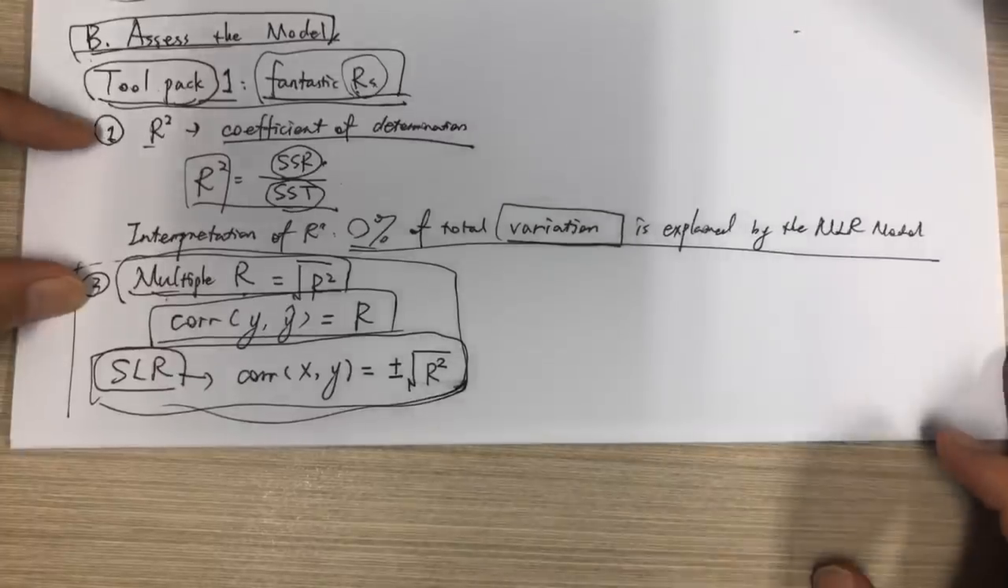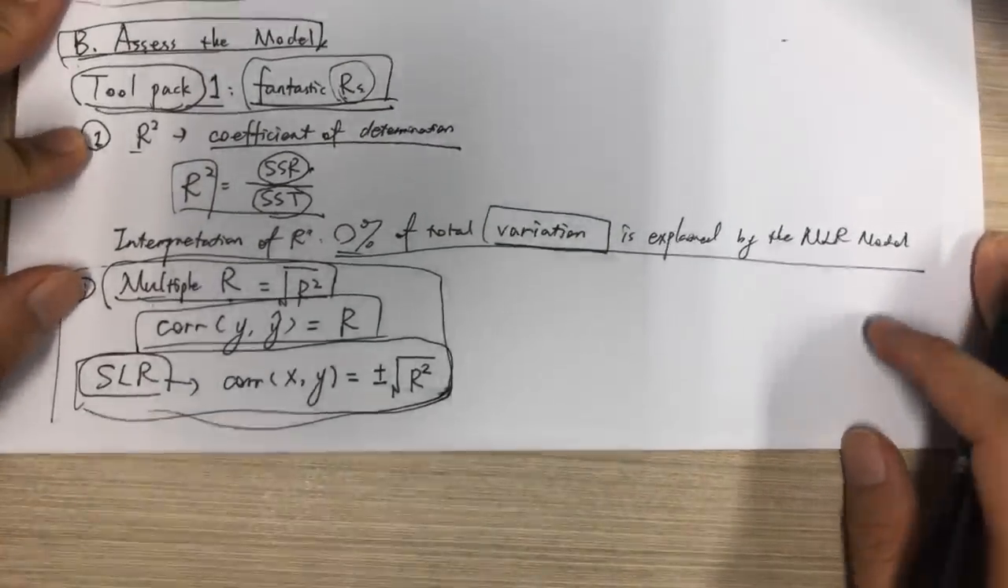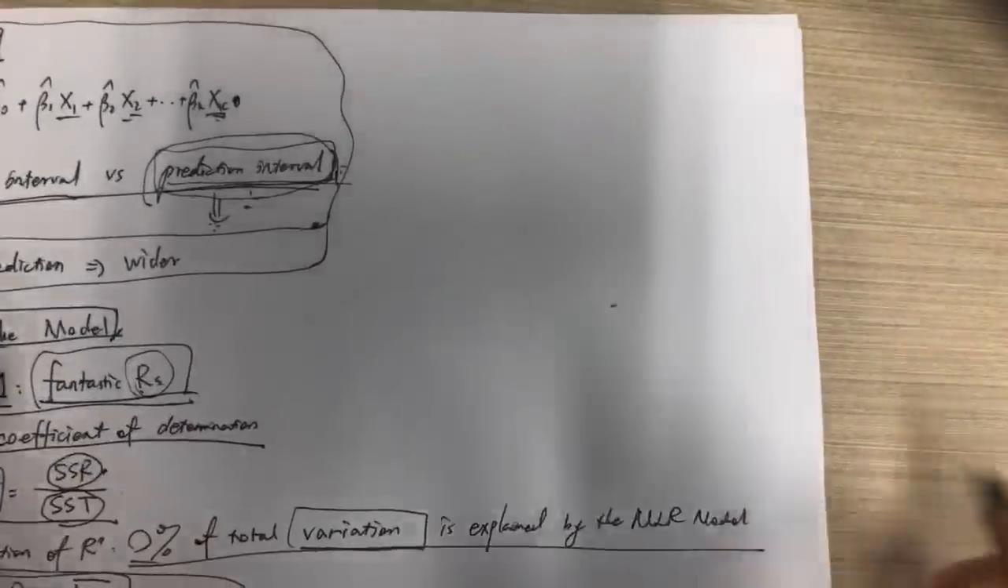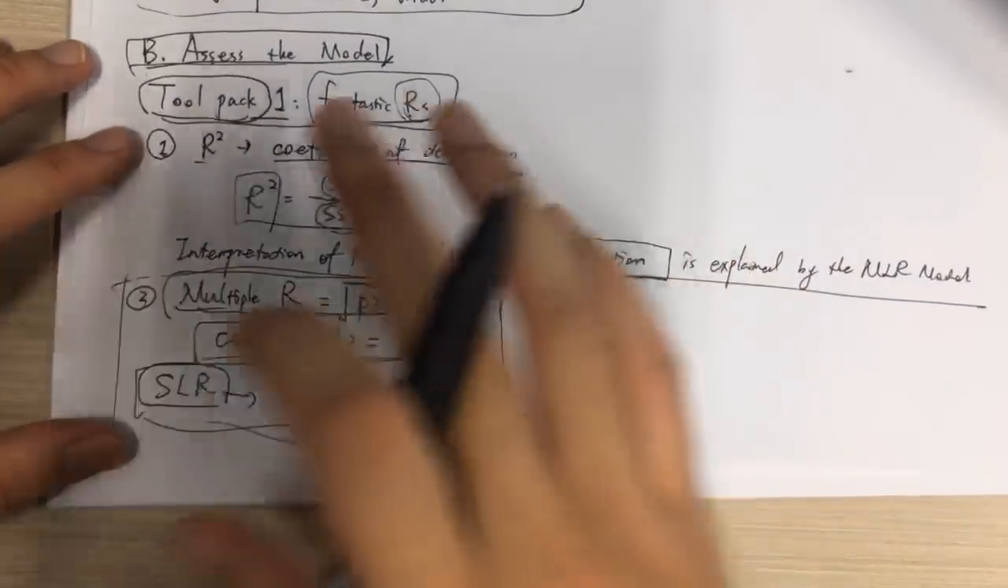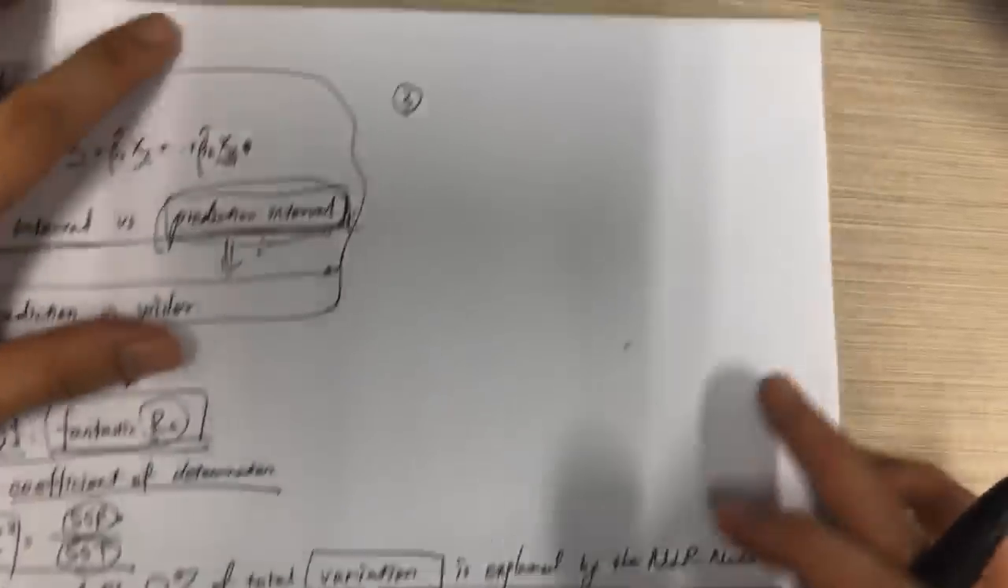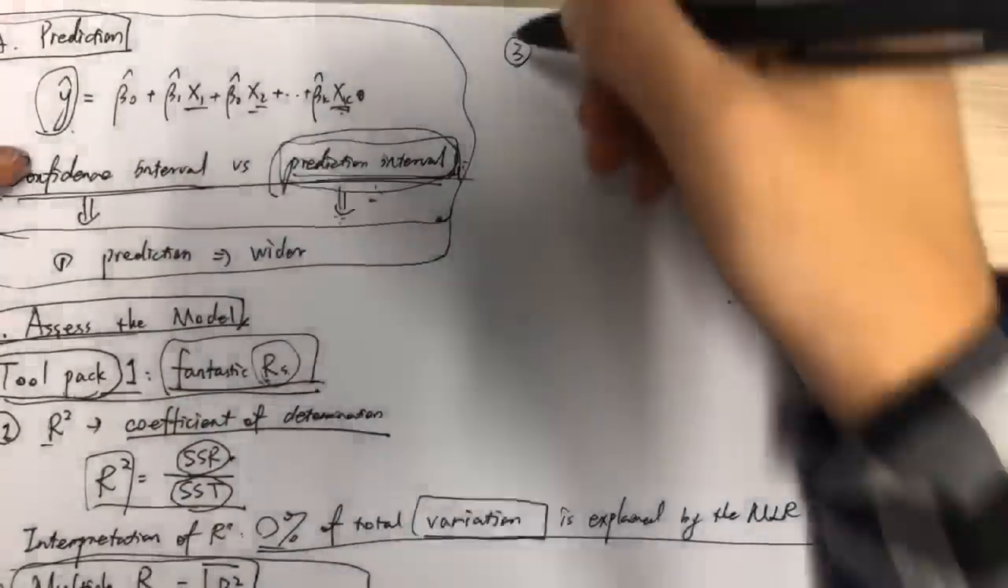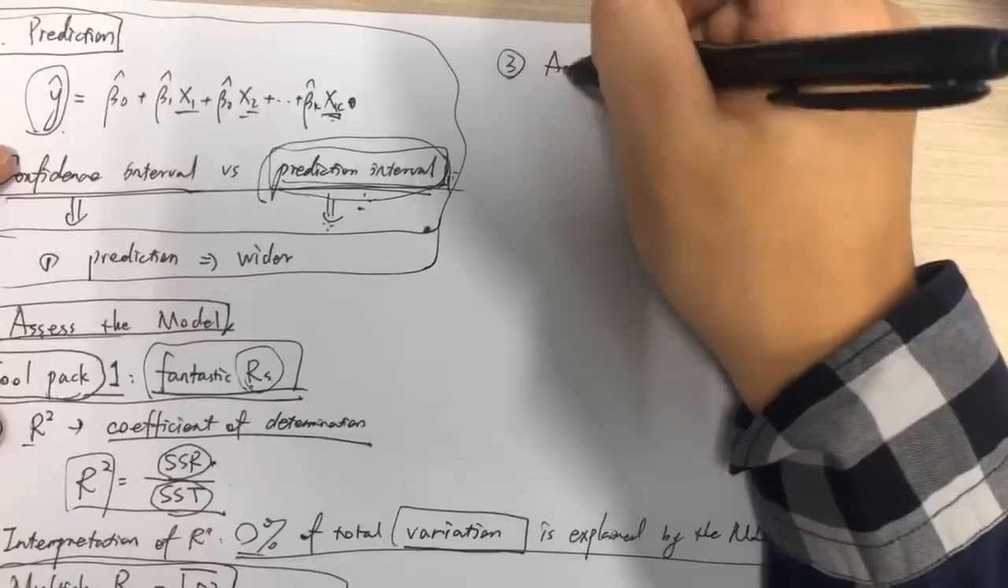So we have 2 R's altogether now. The third R, okay, the third tool in this toolpack number 1, is called adjusted R square.